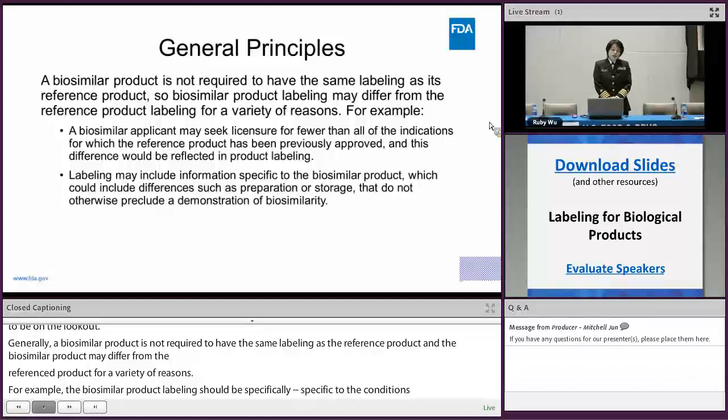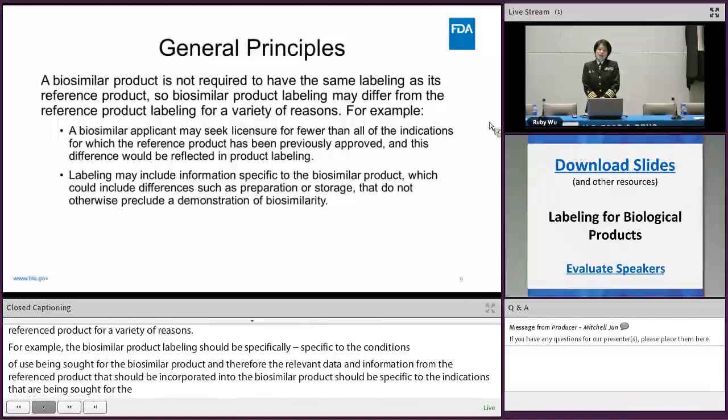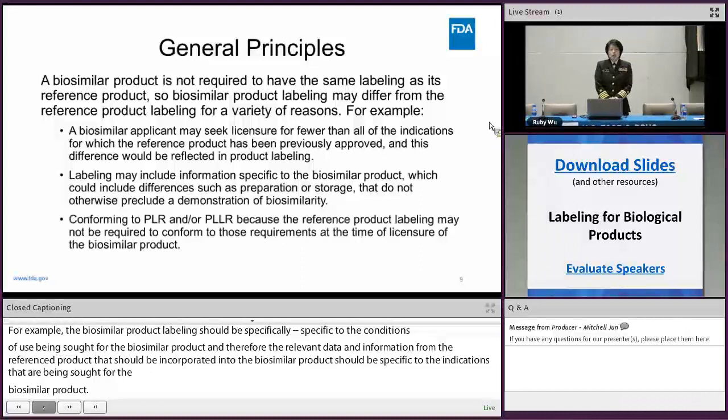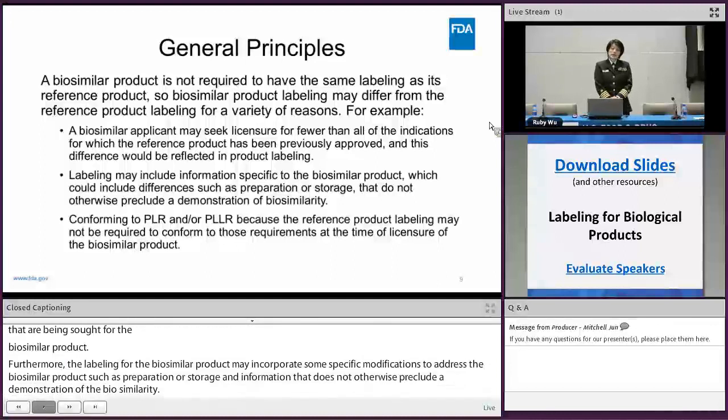Furthermore, the labeling for the biosimilar product may incorporate some specific modifications to address the biosimilar product, such as preparation or storage, and information that does not otherwise preclude a demonstration of biosimilarity. It is also important to note that biosimilar product labeling must conform to the content and format requirements of PLR and PLLR, even if the reference product does not need to conform to these requirements.